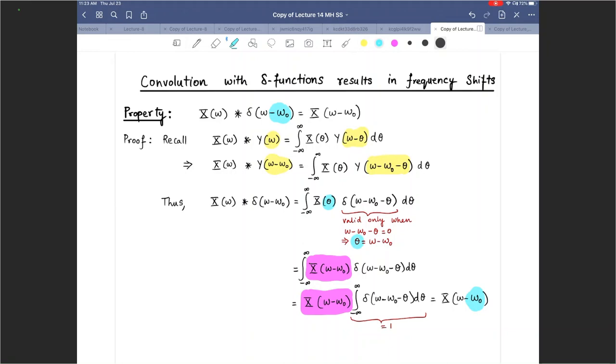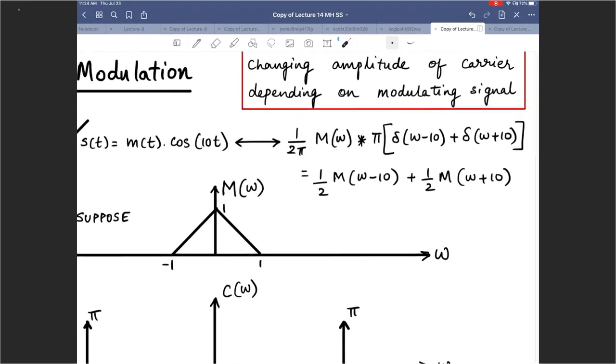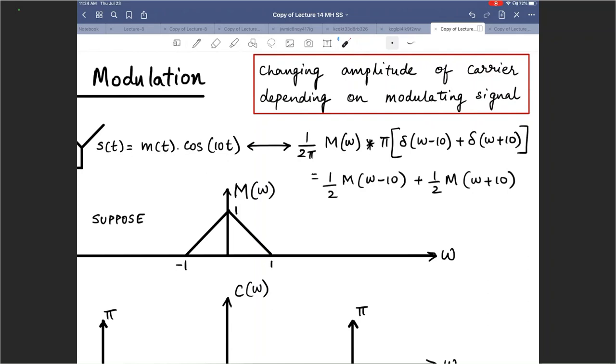Okay, so using these things, let us take a look at amplitude modulation in the frequency domain. What is amplitude modulation? Changing the amplitude of a carrier signal depending on the modulating signal, m of t. M of t multiplied by c of t. In this case, we are assuming that it is a real signal, cosine 10t. So the radian frequency of the carrier is assumed to be 10 radians per second for this example. And then you transmit. S of t is m of t multiplied by cosine 10t. The Fourier transform of which can be written in the frequency domain here.